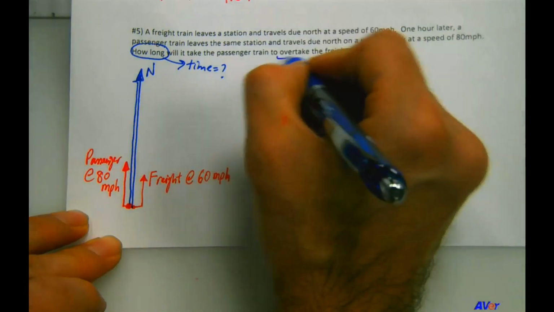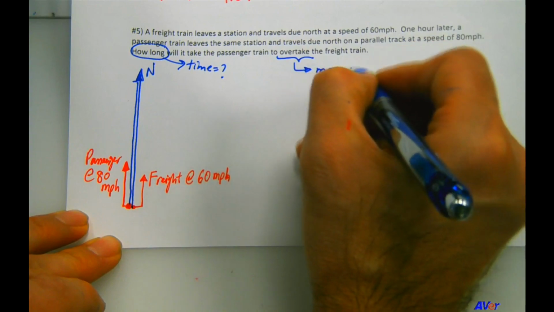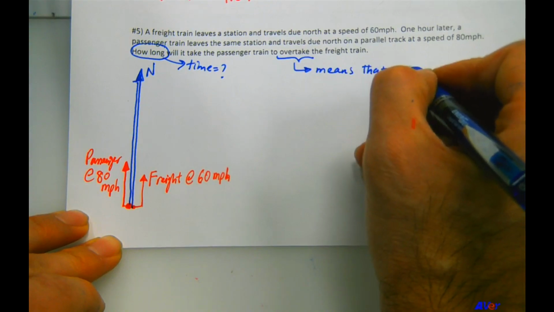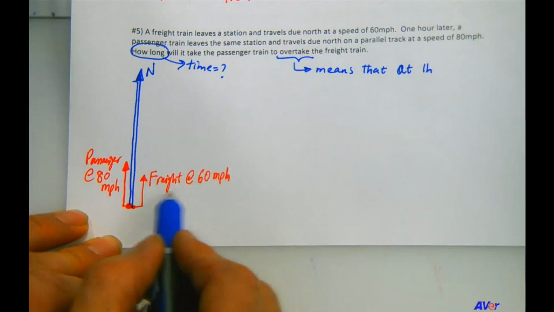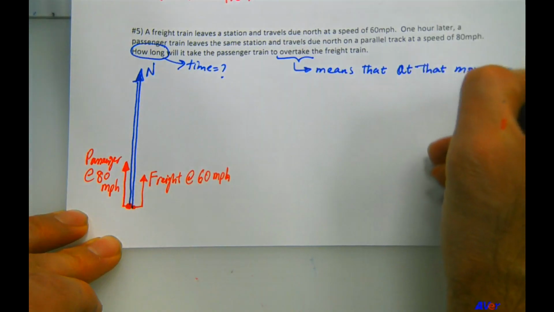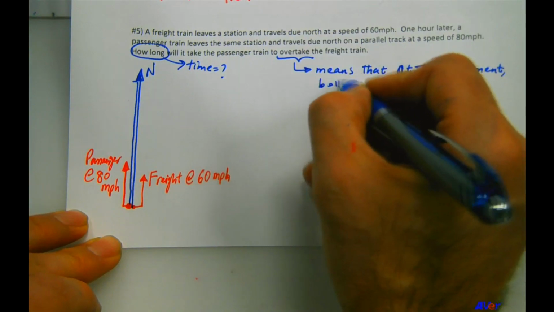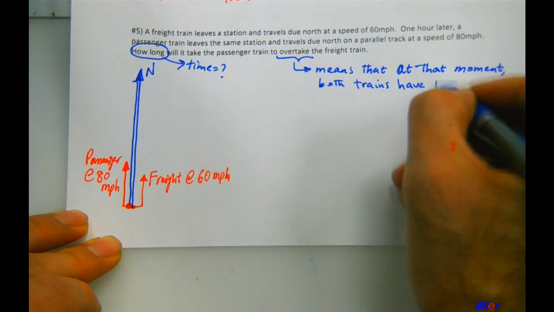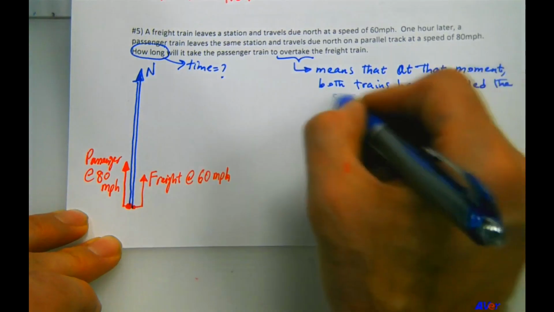But overtaking means what? It means that at the moment that this passenger train overtakes the freight, at that moment, both trains have traveled the same distance.